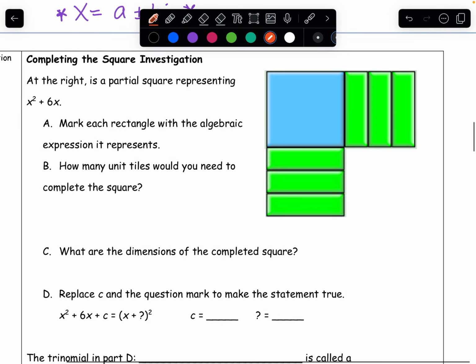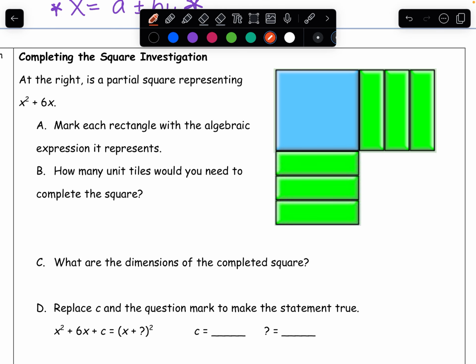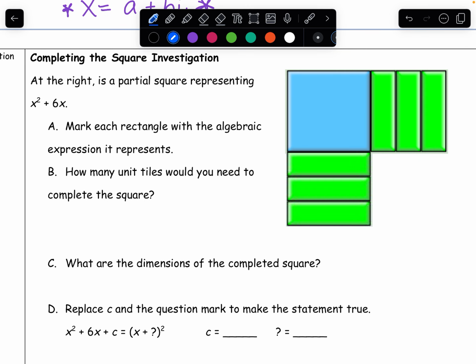Okay, so at the right is a partial square representing x squared plus 6x. What we're going to do is understand what completing the square is. We're going to mark each rectangle with the algebraic expression it represents. So we have 1x squared. Well, this is the only place where there is one color. I know yours is not color-coded, but you can at least see it on the TV or whatever you're watching this on. Then we have 6 x's. Well, there's 6 green bars, so I'm going to make them each x.